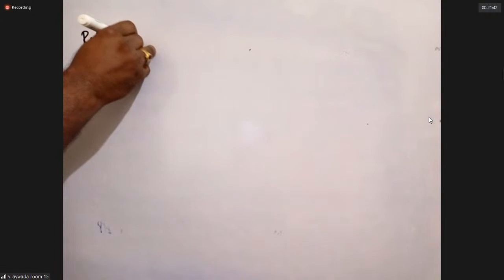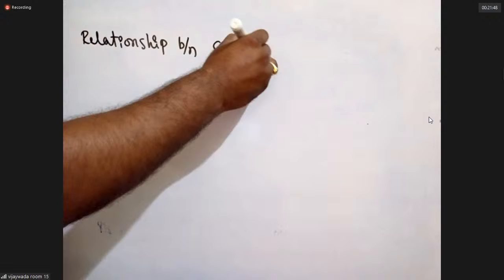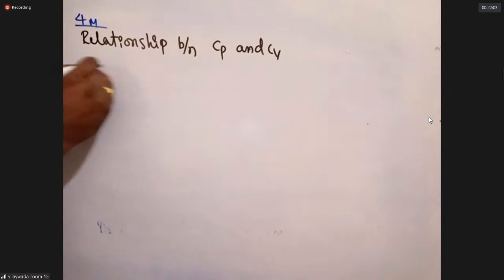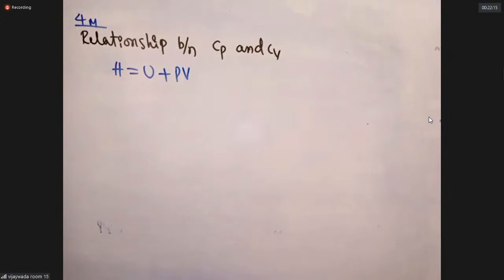Next, the relationship between Cp and Cv. It is a 4 marks question for the public exam. Enthalpy formula is H equal to U plus PV. Am I correct? H equal to U plus PV.